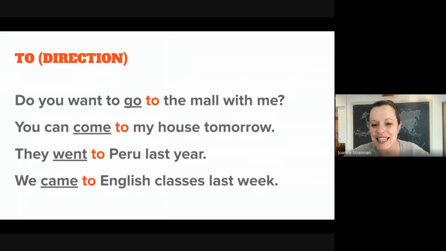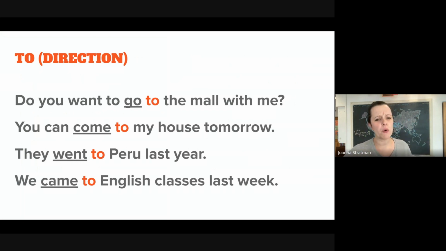Now, let me read these sentences in fast English so you can hear the t sound. Do you want to go to the mall with me? You can come to my house tomorrow. They went to Peru last year. We came to English classes last week.